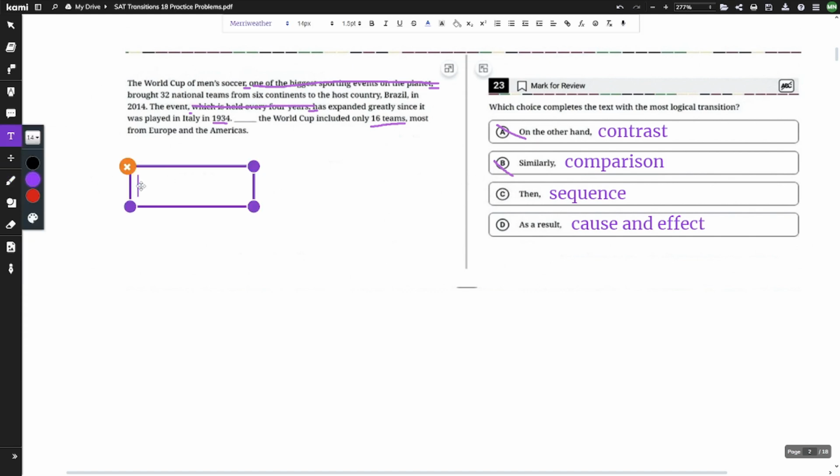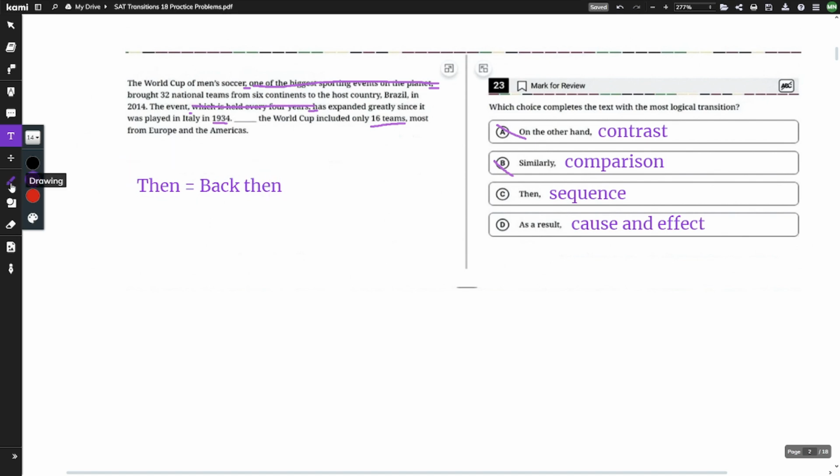Now, another way to think of this is that then when we're talking about the second definition is also equal to back then. It just doesn't have the back in it. They both mean the exact same thing, so let's plug it in. The event has greatly expanded since 1934. Back then, there was only 16 teams. So that does make sense, and C will be our answer.